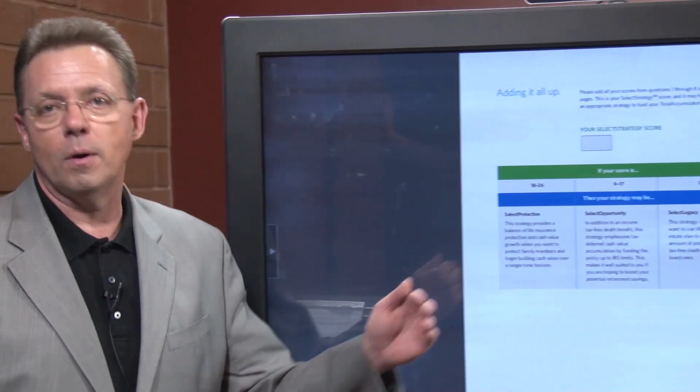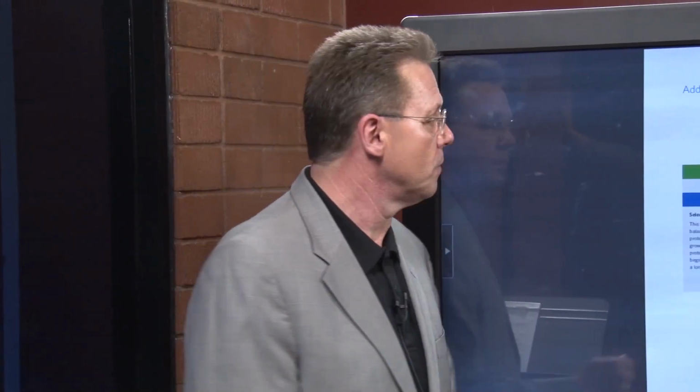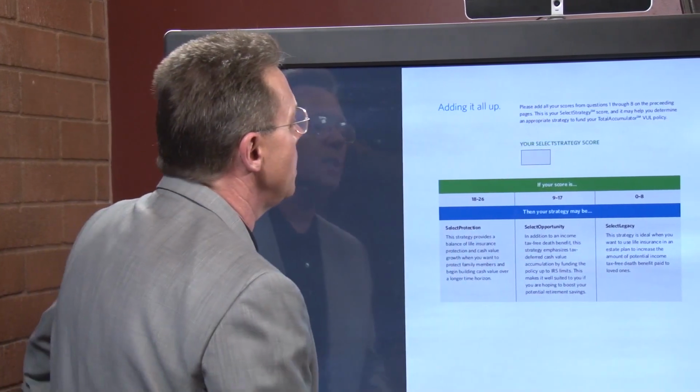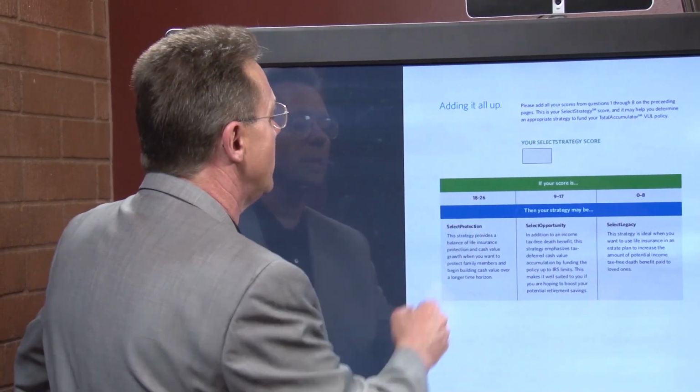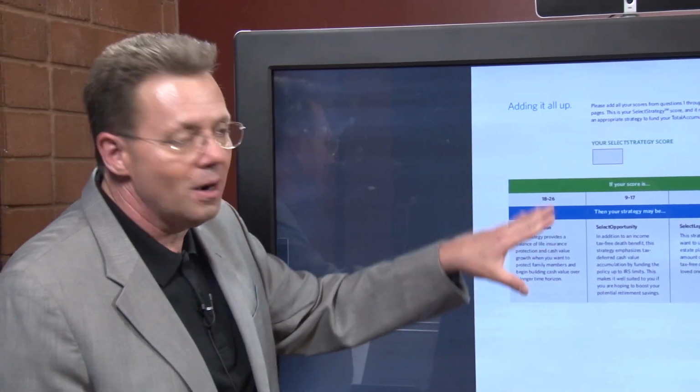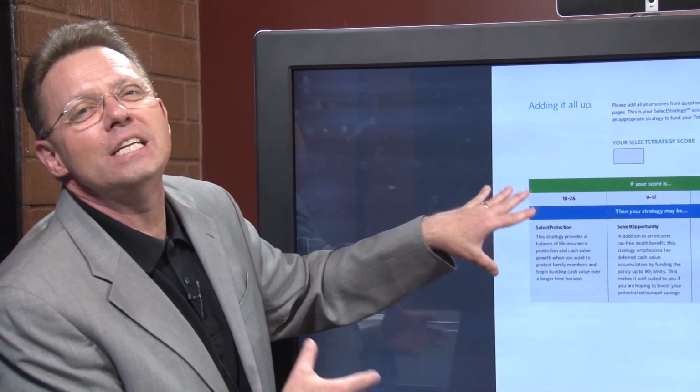Now, if you want to look at the psychological profile of this, you could say, okay, you total their numbers, and if the number lands between 18 and 26, you should select protection. This strategy provides a balance of life insurance protection and cash value growth when you want to protect your family members and begin building cash value over a long time. So if I see that number, that tells me that's where I need to go.